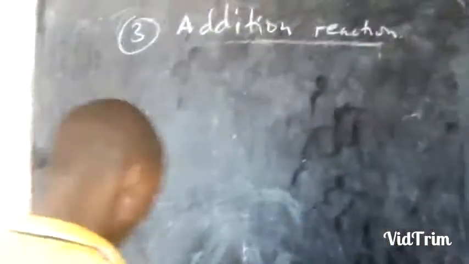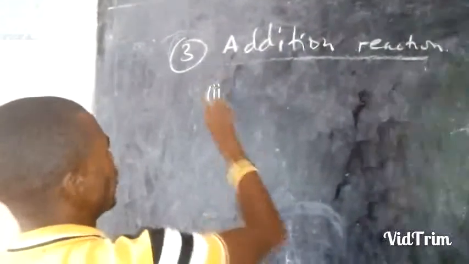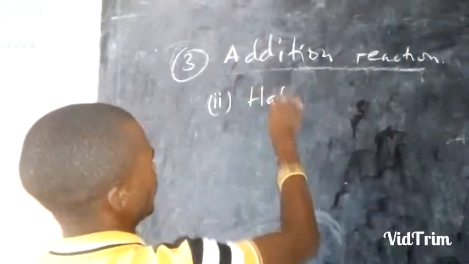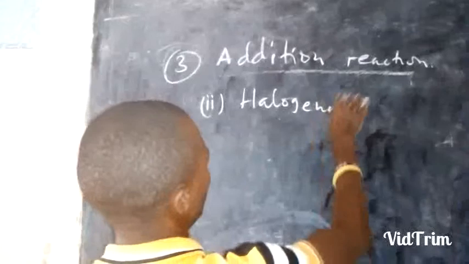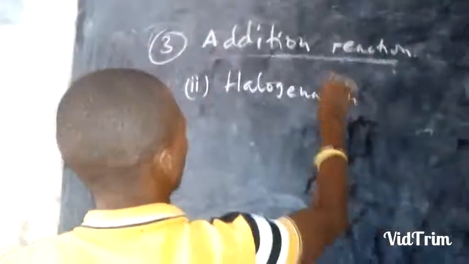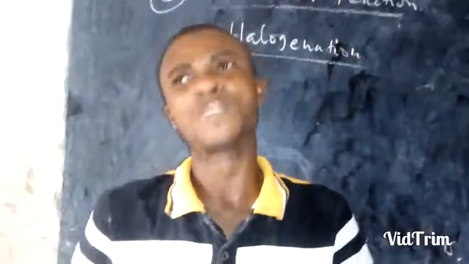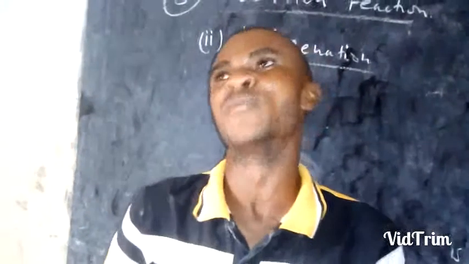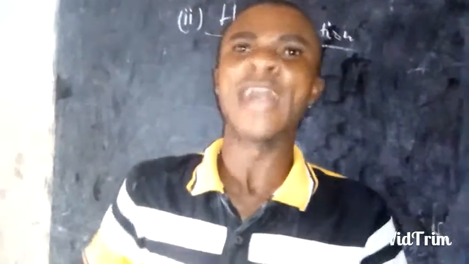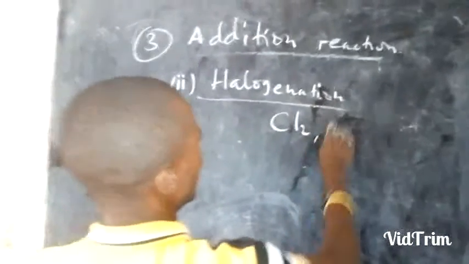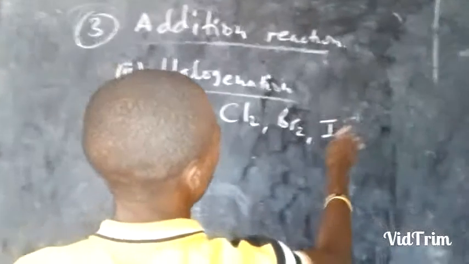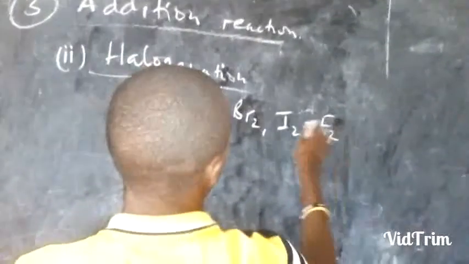It takes us to the second type. We are looking at the second type of addition reaction, and the second type of addition reaction is known as halogenation reaction. Halogenation reaction is a reaction in which halogens are added to unsaturated compound for them to become saturated. Anytime you add halogens, the halogens that we add can be chlorine, can be bromine, it can be iodine, it can be fluorine, et cetera.